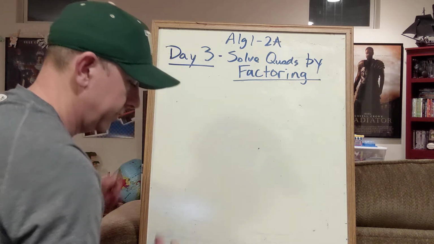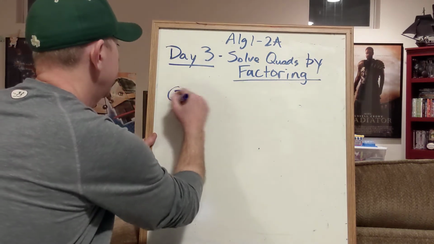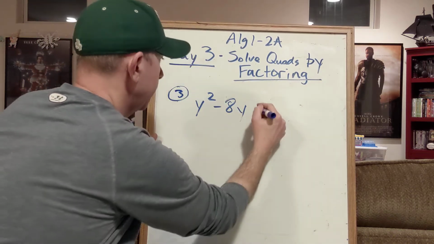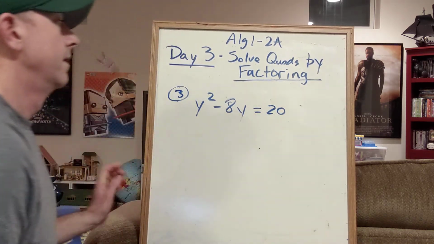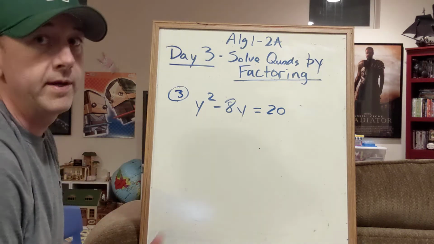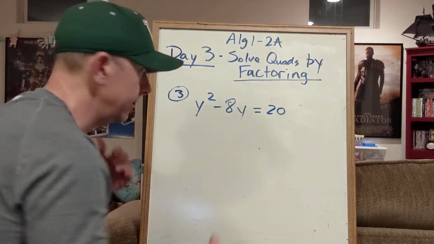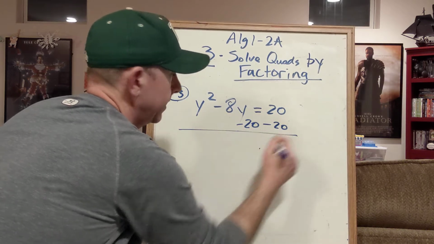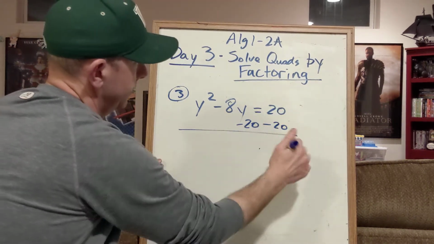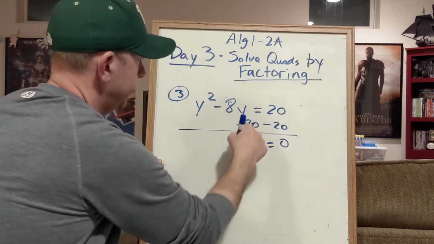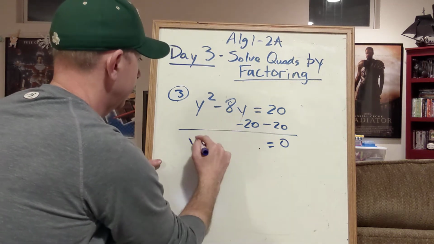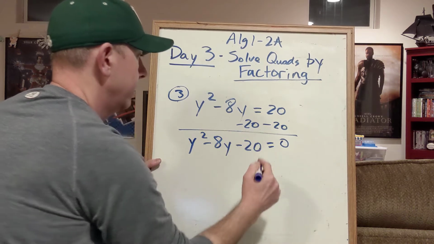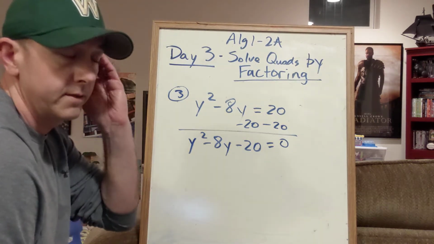All right, for our next one, number 3, we got y squared minus 8y, this time equal to 20. All right, so this time it's not equal to 0. So we have to move the 20 so that it is equal to 0. So we're going to subtract 20 before we do anything else. Now this will be 0. However, you can't combine these. These are not like terms. So we go y squared minus 8y minus 20 is equal to 0, right? And that's what we're going to have there.